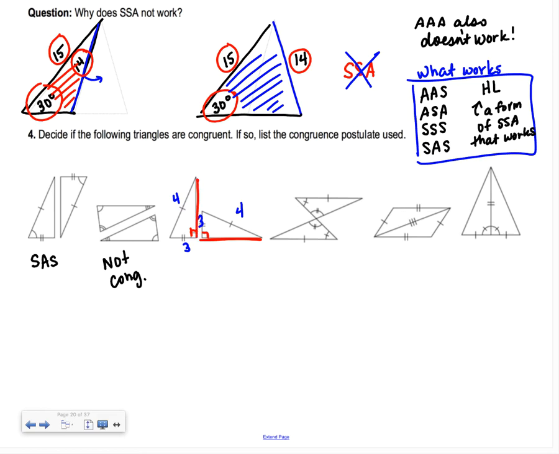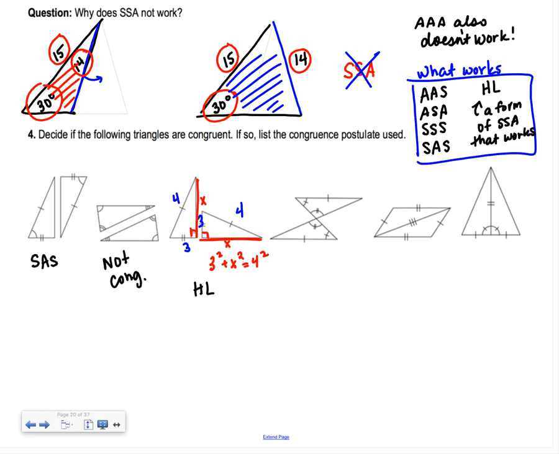Okay, so we could do the Pythagorean theorem. We could say 3 squared plus x squared equals 4 squared. And we could find that x value. It ends up being the same for both of them. So really, it ends up being side, side, side in the end. But this is by HL. So that's a tricky one. I don't know why I put that so early.